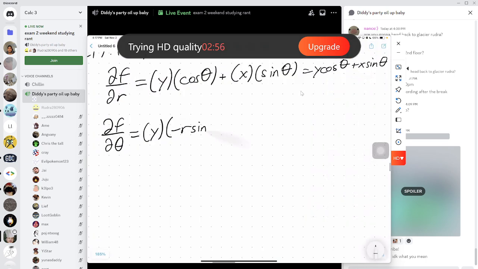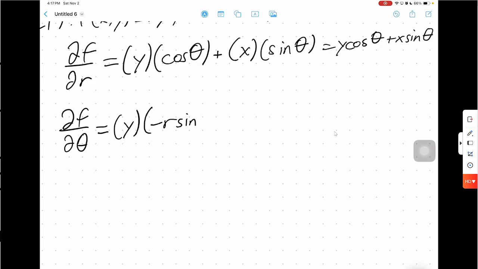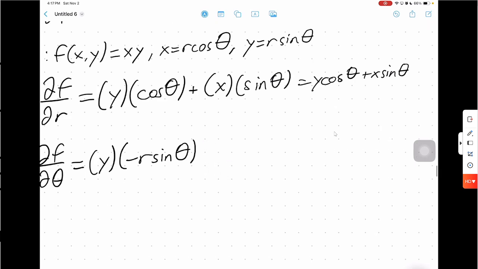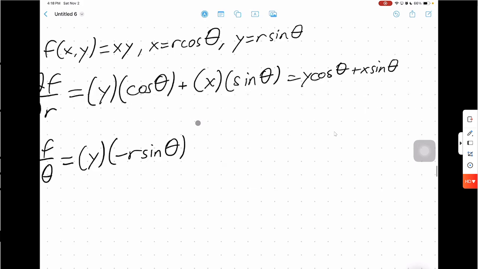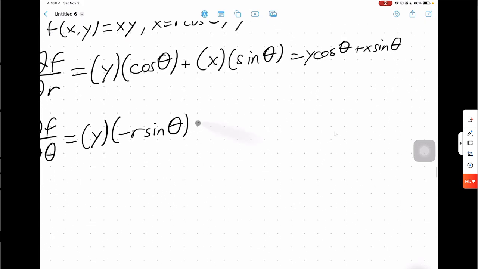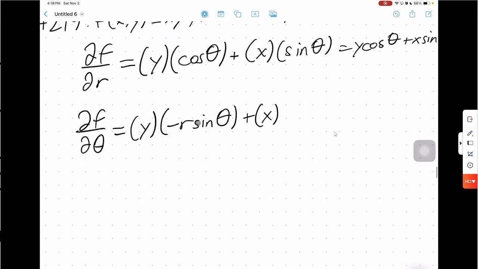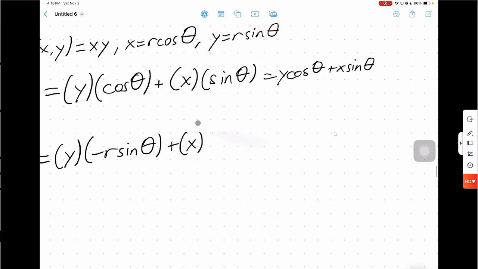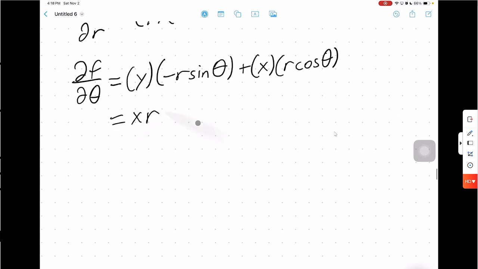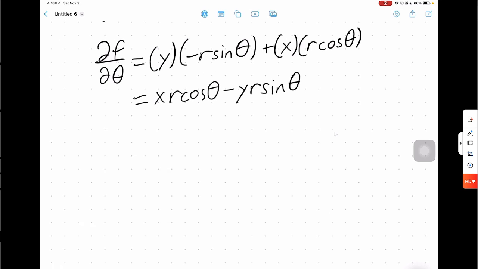Anyways, partial of x with respect to theta, that's going to be negative r sine theta. Partial f with respect to y, and partial y with respect to theta. So this is x r cosine theta minus y r sine theta. And that's it for this question.